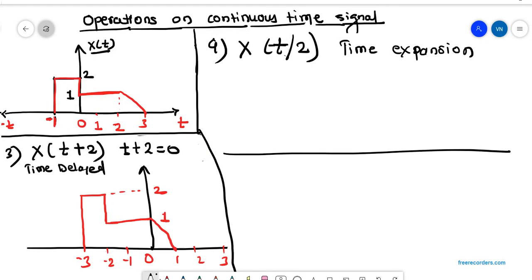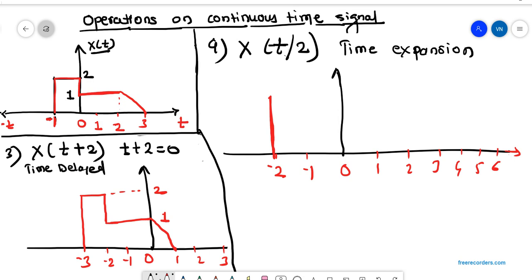See here how we can draw. If this signal is starting from minus 1, and I multiply by 2, obviously you will get the value minus 2. Minus 1, 0, 1, 2, 3, 4, 5, 6. So we just have to multiply that time value by 2. Minus 1 into 2 is minus 2, so you will get minus 2.